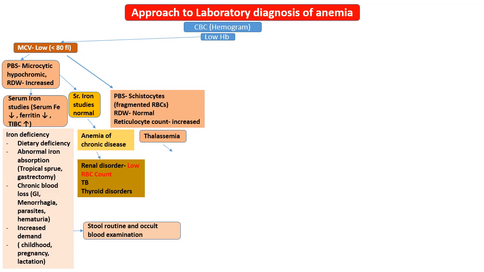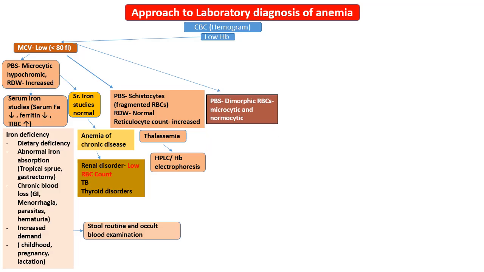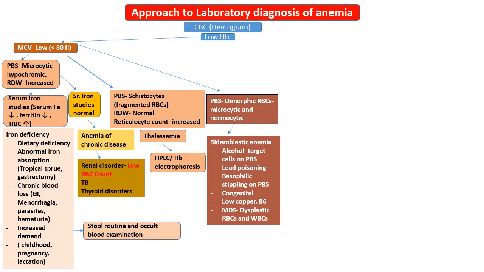To confirm thalassemia, the test which you have to advise is HPLC or hemoglobin electrophoresis. Now, what will happen if the MCV is low, that is less than 80 femtoliter, and the peripheral blood smear is showing dimorphic RBCs? That means some RBCs are microcytic and some RBCs are normocytic. Here, the possibility is of sideroblastic anemia.